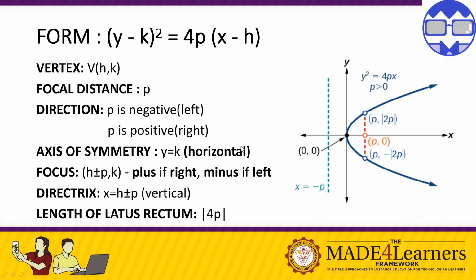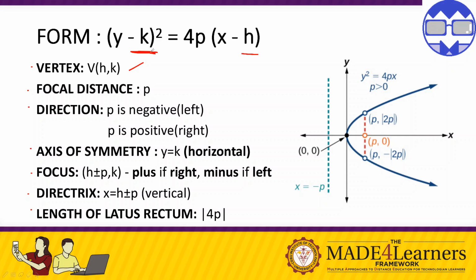So we have this form, the quantity of y minus k squared equals 4p times the quantity of x minus h. Okay, so we have these different elements. If you can remember, we have the different elements here. So first, we have the vertex. It's very easy to find the vertex. It's just the h and k here.